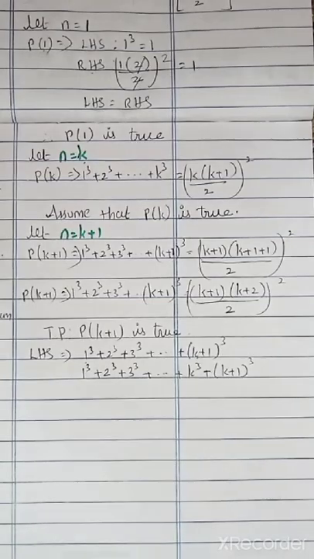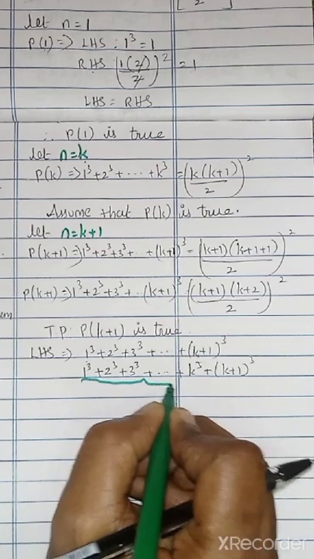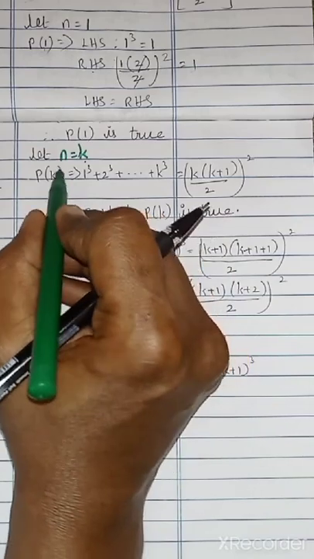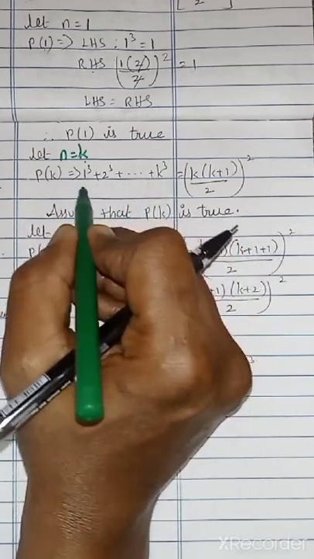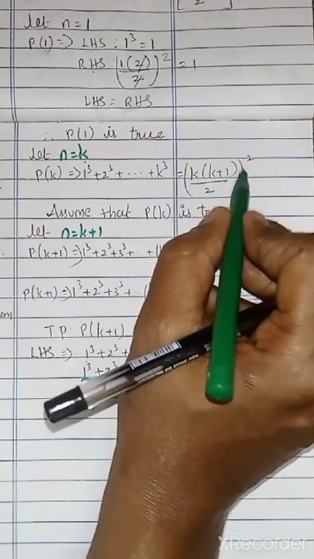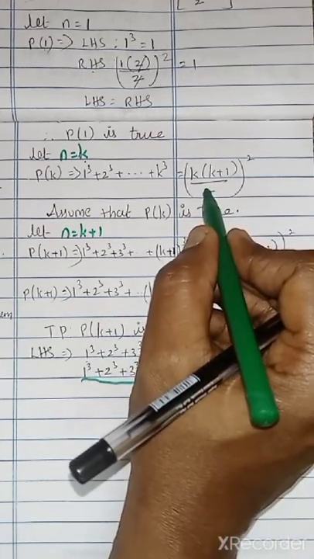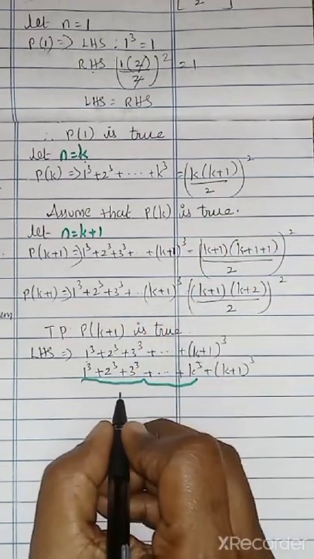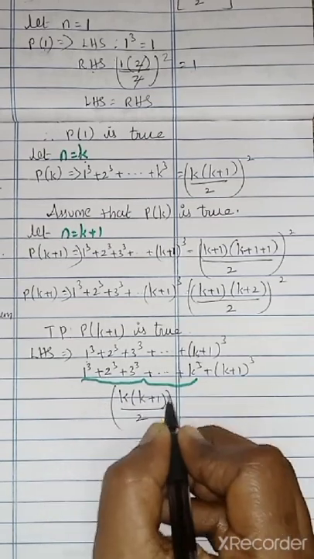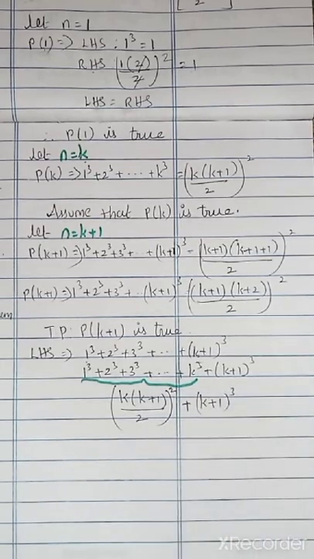Correct? Okay. Now, instead of this, 1 cube, 2 cube, 3 cube, etc., up to k cube, what can we substitute? k into k plus 1 by 2, the whole square. Correct? So, instead of this, can we use this right hand side? Yes. So what can we write? k into k plus 1 by 2, the whole square, plus the last term, k plus 1, the whole cube.